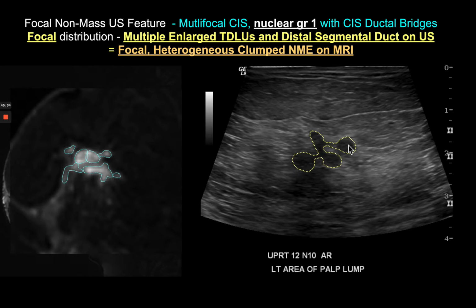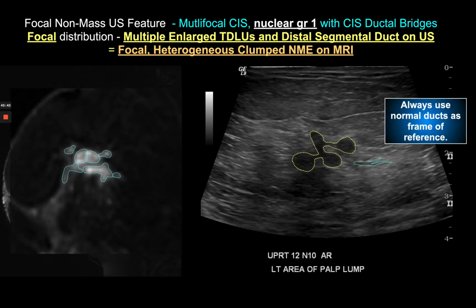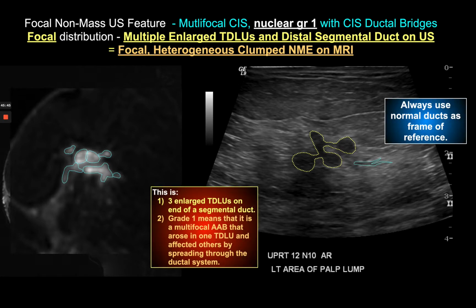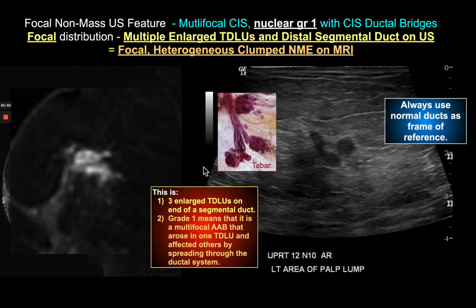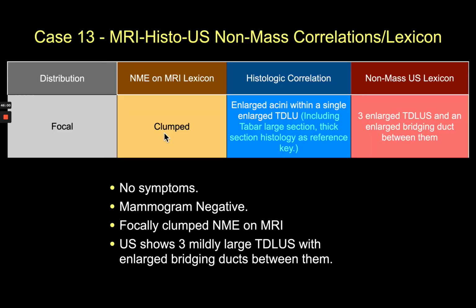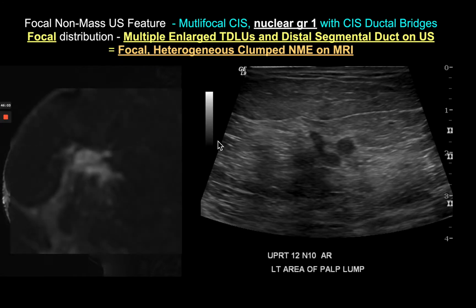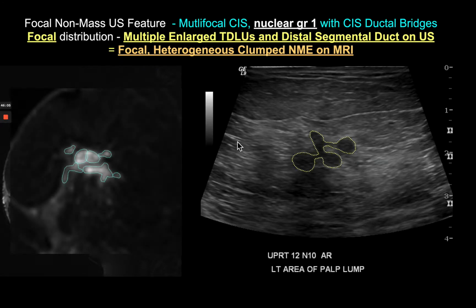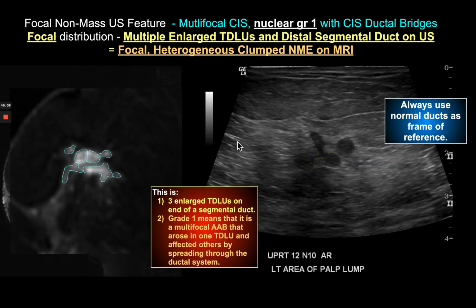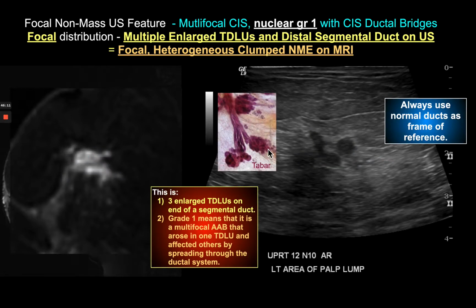Each of these is an AAB. So in there are enlarged acini, but we can't actually resolve them individually on ultrasound. Certainly larger than normal ducts by several folds. And this is a matching histology that you might see from a Tabar 3D slide. 3 TDLUs on the distal end of a duct with some bridging DCIS. 1, 2, 3.